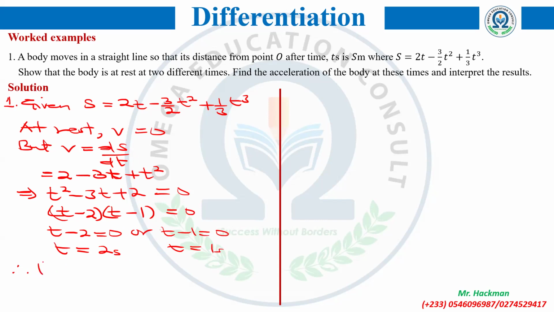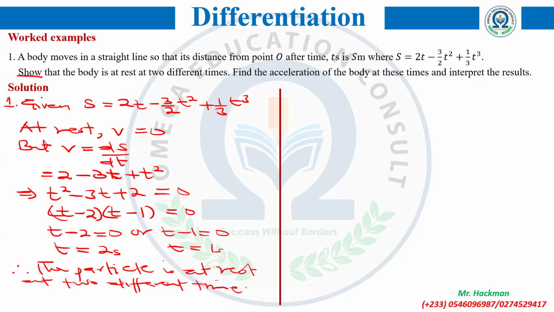I've told you anytime you read a question and you see show, underline it; you see prove, underline it. So you forgot to underline that. So therefore, the particle is at rest at 2 different times. Is that where we end?